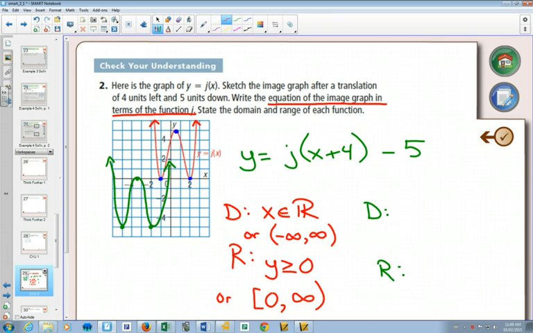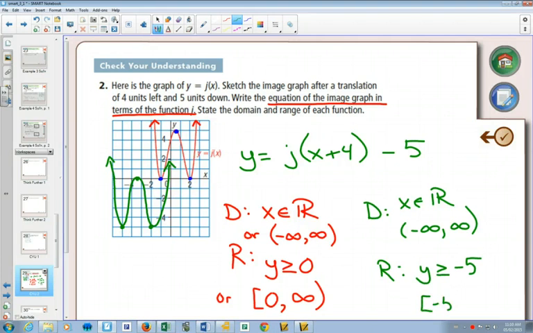And then domain and range for the green one. Again, you can maybe see that the domain is everything for that one as well, and in interval notation you could write that as well. And then for the range, now it has been shifted down 5. Now my minimum value is at -5, and it does go up forever. So y is greater than or equal to -5, or you could write it as -5 to infinity. So the questions that you could do now from your homework are 8, 9, and 10.